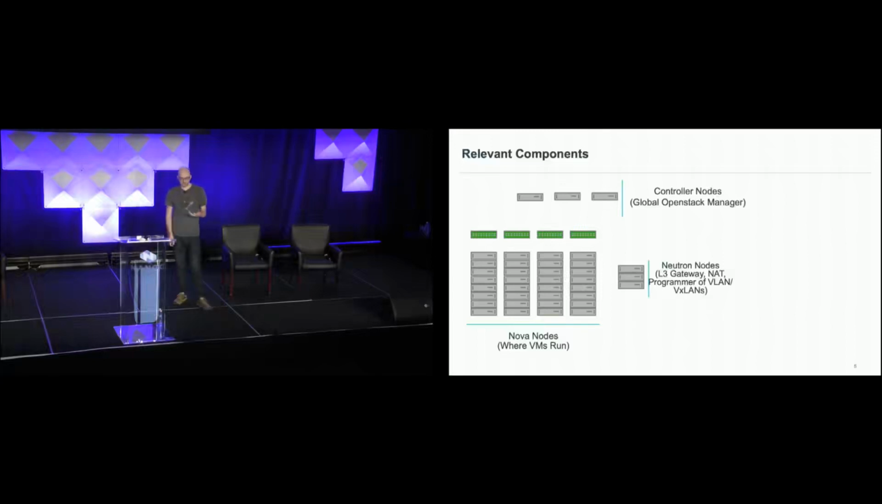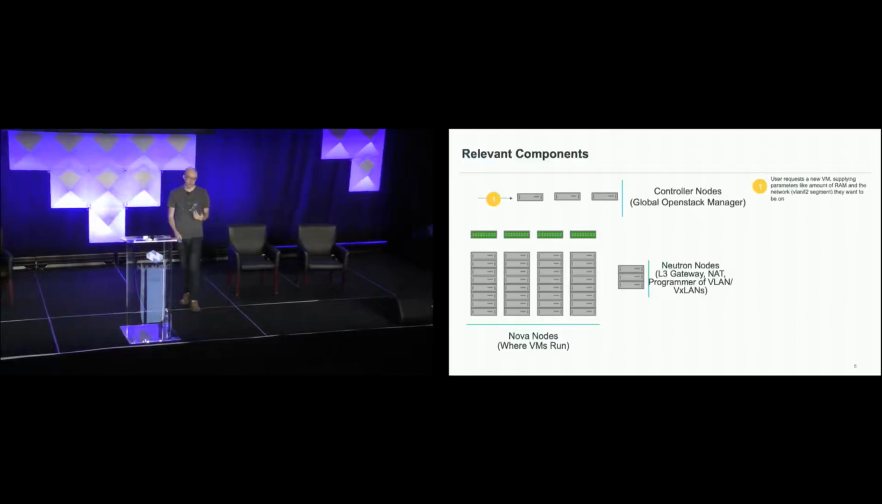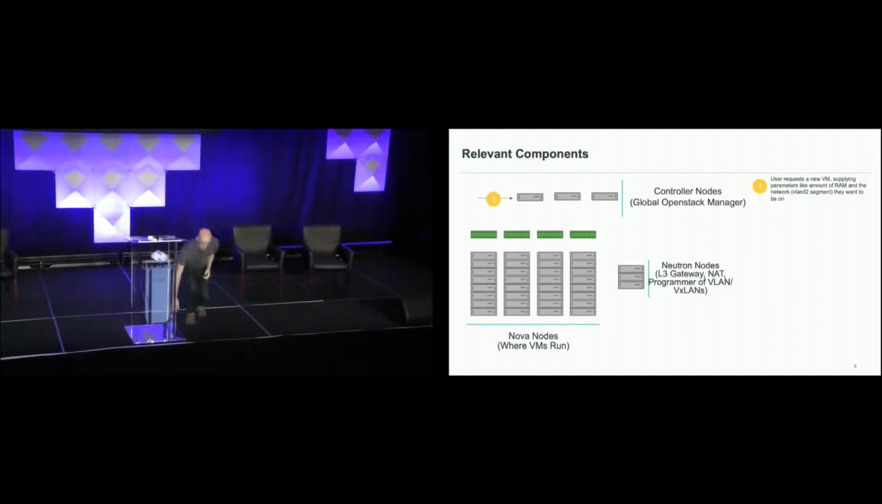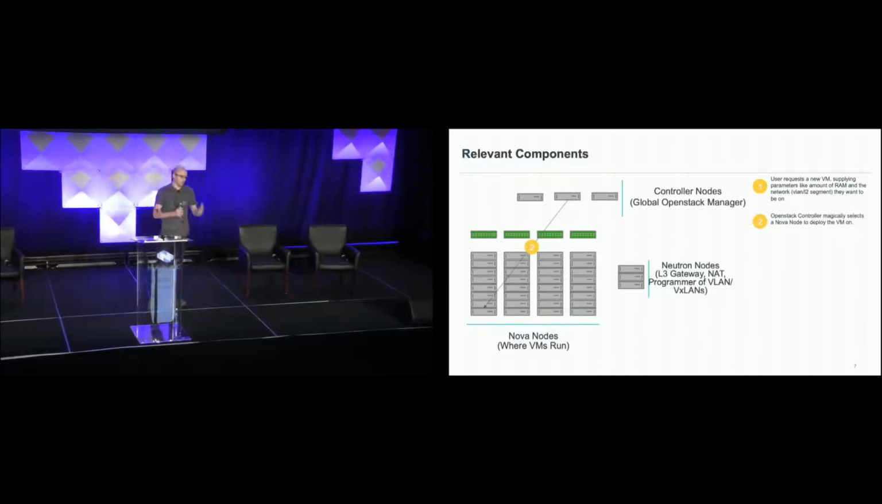So as we look at how a VM is deployed, a user is going to request a VM. They're going to supply their parameters, like the amount of RAM, the disk, all of those things that you would normally do to deploy a VM. That call is going to go to that global controller node. It's going to receive that and process the request. Based on whatever magic, small elves, I'm not really sure how this works, it will find a server within the compute cluster to deploy that VM on.